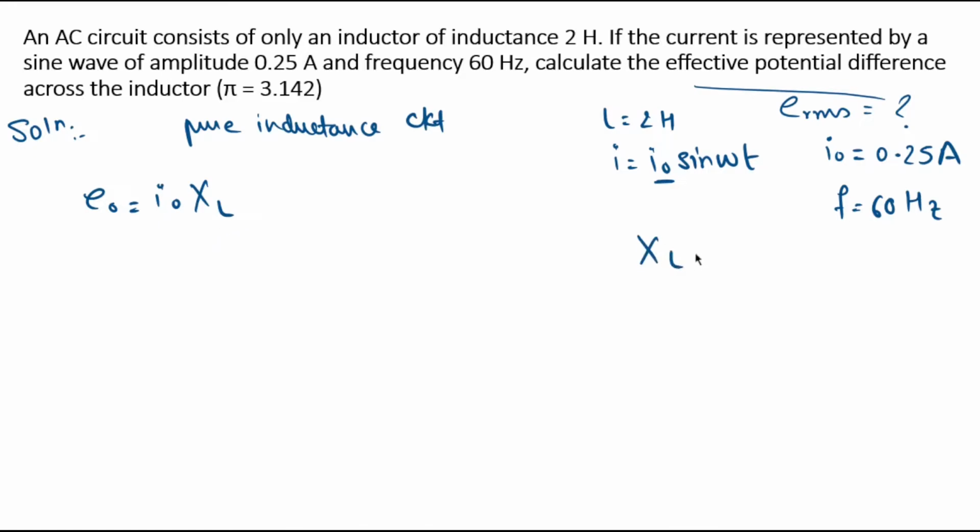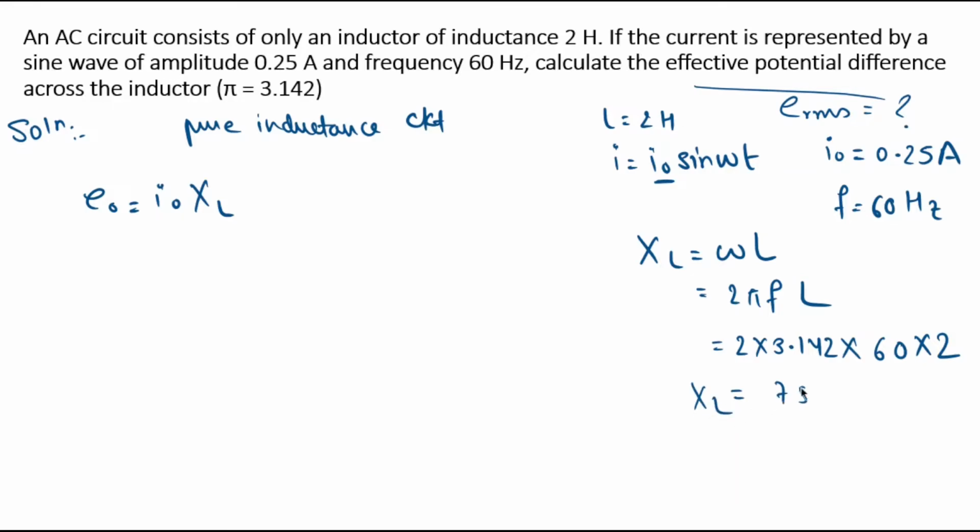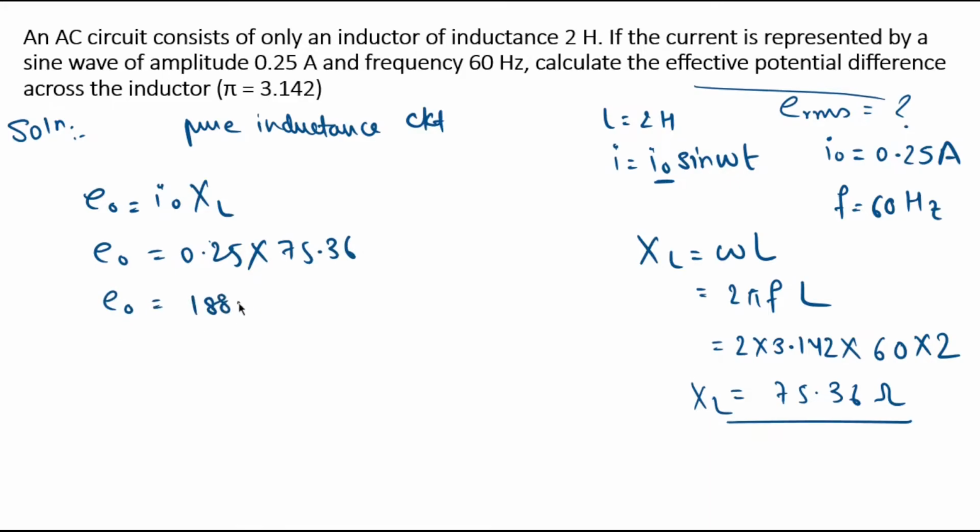So XL can be written as omega L, and omega is 2 pi f, so 2 pi f into L. Now this can be written as 2 into 3.142 into frequency which is given to us, 60 hertz, into L, which is 2. So calculating this, we get XL equal to 75.36 ohms. Now putting this value here, we get E naught equal to I naught, which is 0.25, into XL, which is 75.36 ohms. So E naught comes out to be 188.4 volts. Now this is the peak value of potential difference.